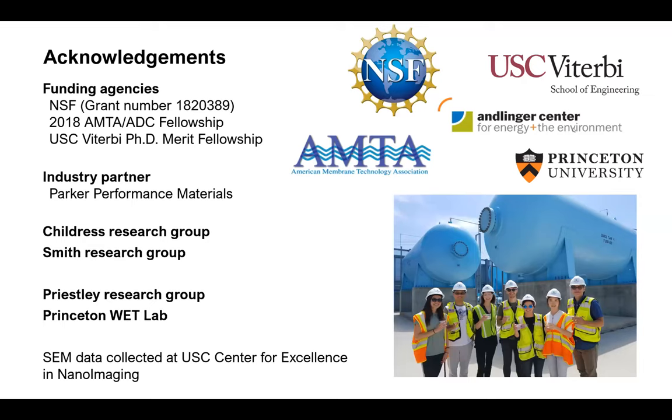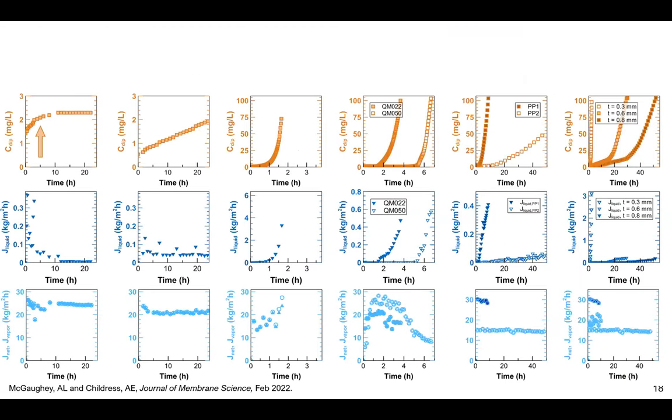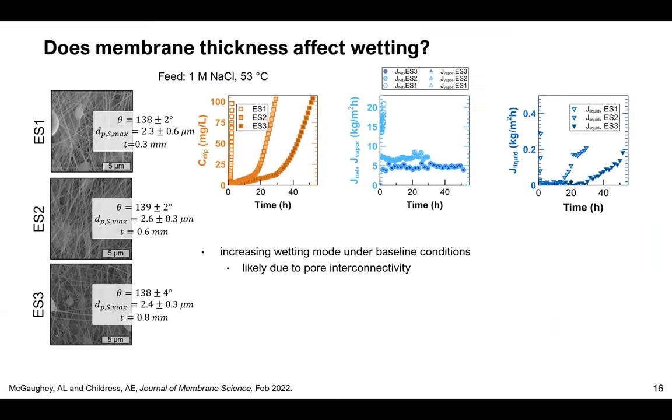I have two questions about the electrospun membranes. What is the material you make the ES membranes? I saw some beads in the SEM images of the ES membranes. Do you think whether the beads can affect the wetting?